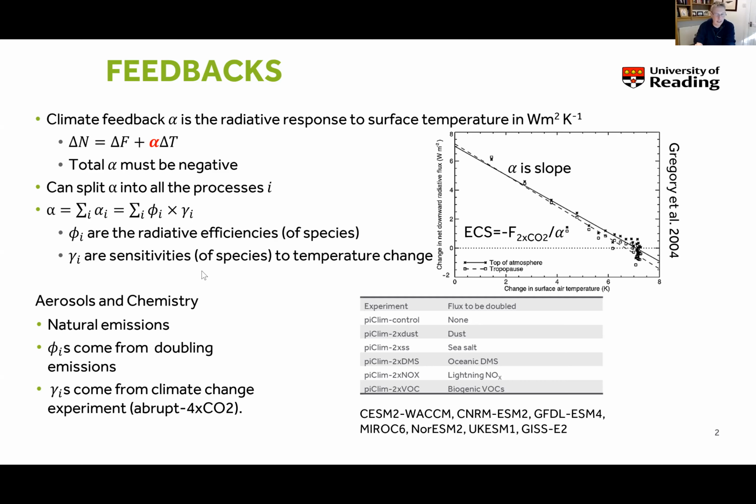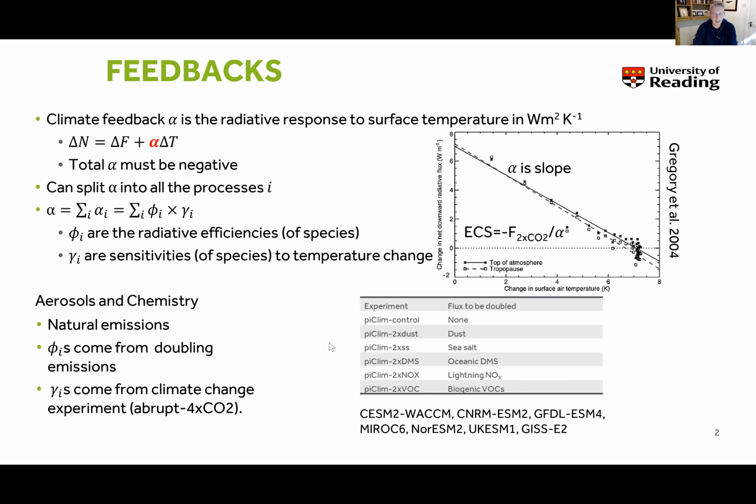And how we've done this is using, again, the CMIP setup that Jill has just talked about. We're going to focus particularly on natural emissions, how naturally emitted species change with temperature. We can get the radiative efficiencies of these species just by doubling the emissions. So here's a table of some of the emissions that we're going to double to look at their radiative efficiency: dust, sea salt, DMS, lightning NOx, and BVOCs.